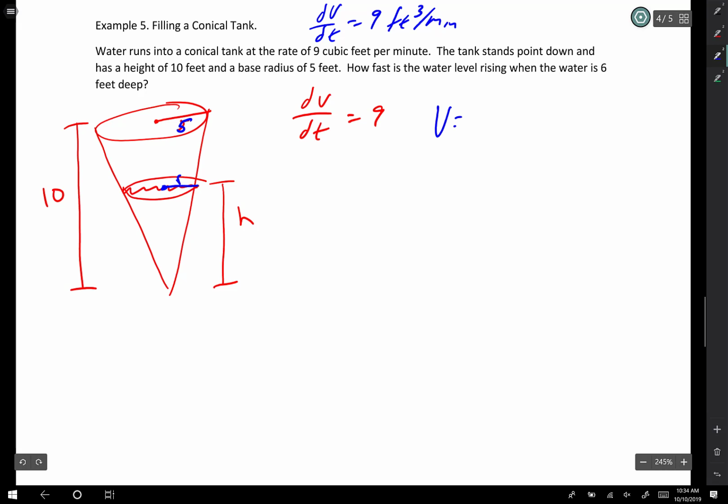Volume of a cone. We said pi over 3 r squared h. That's the volume of a cone. Are we still okay, guys?